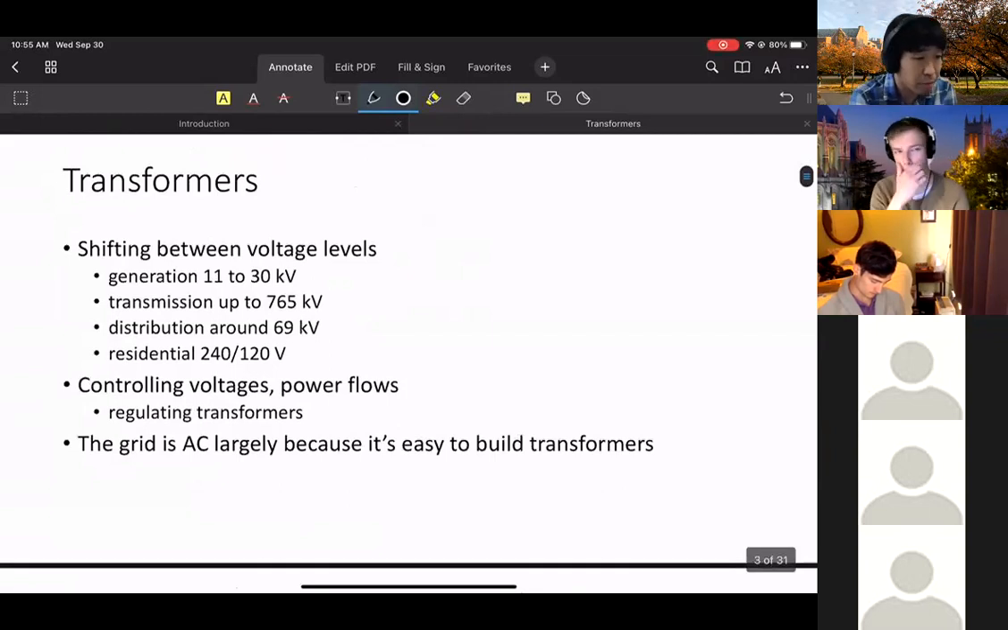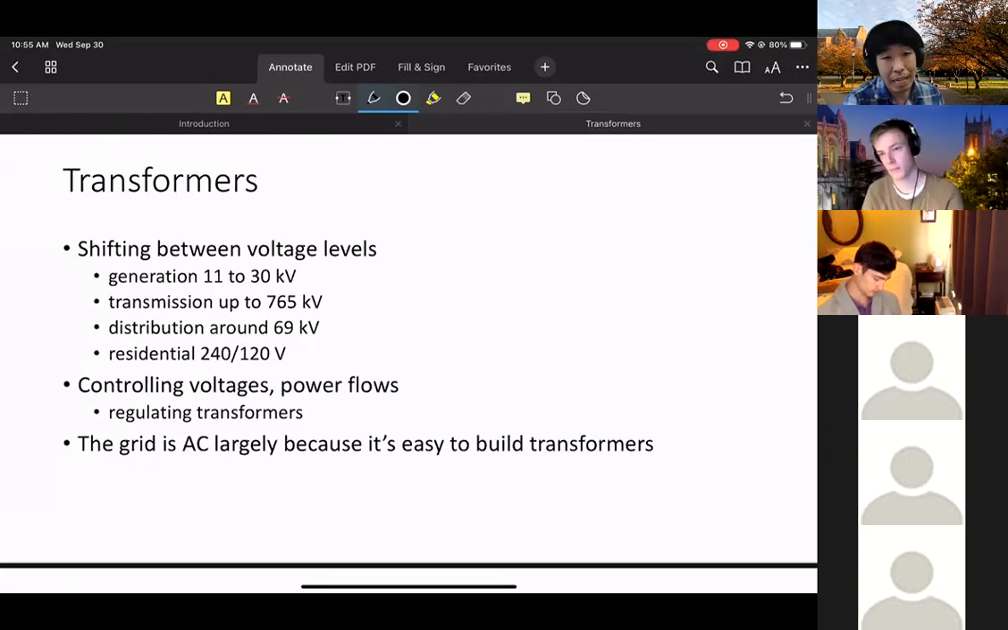Again, transformers are used all through the system. We have a lot of generation shifting in the system. Generation tends to go from 11 to 30 kV. There are many different levels of transmission lines. Residential is 240, 120. Okay. So the reason we have an AC power system comes from the fact that it's easy to build AC transformers. So that's why we have an AC system. We have many different levels.